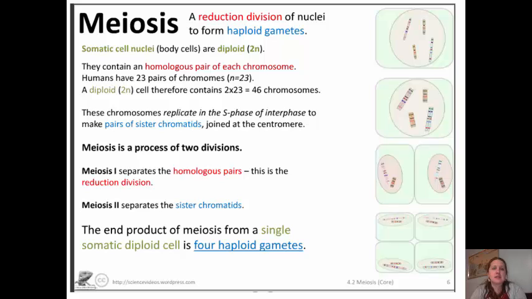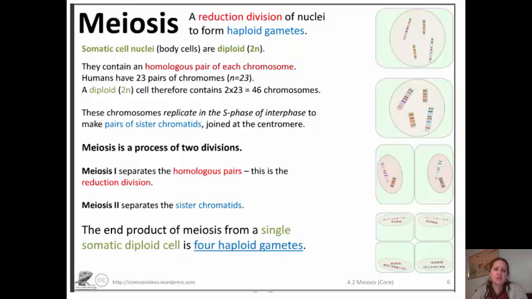Somatic cells, body cells, like I just said, are diploid. They have a full set. So in humans, we have 23 pairs. Therefore, a diploid cell would have 46 chromosomes. These chromosomes are going to replicate in the S phase of interphase, and this is going to allow them to have pairs of sister chromatids joined at a centromere.